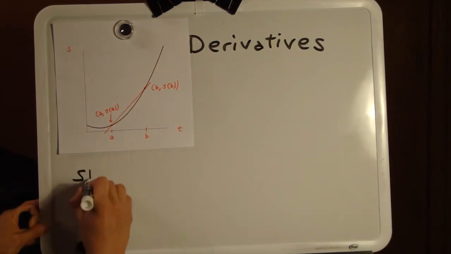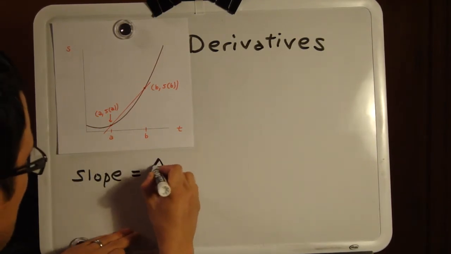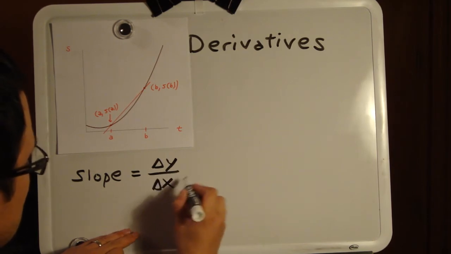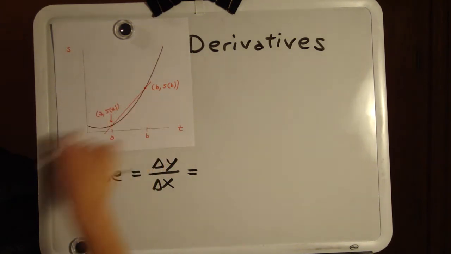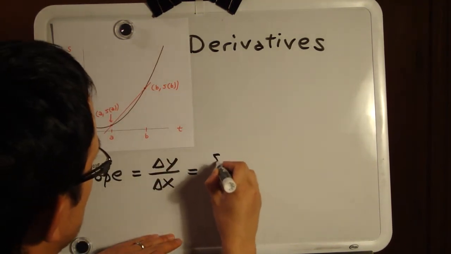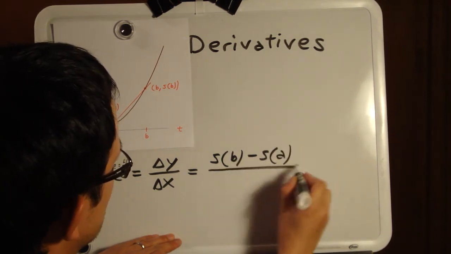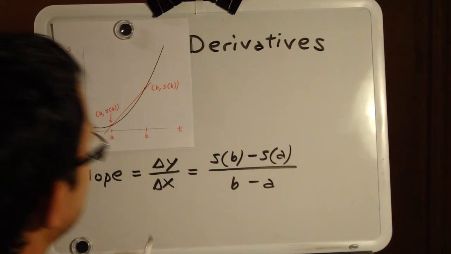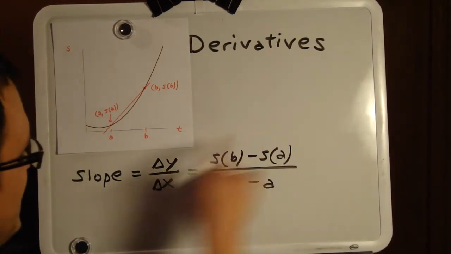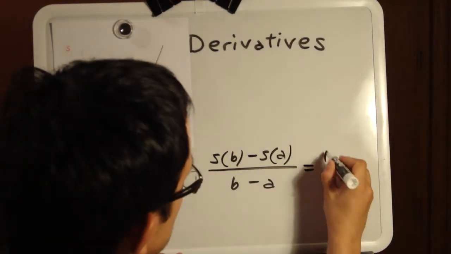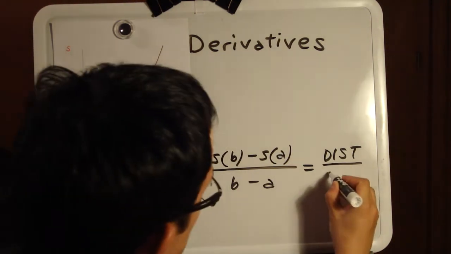So what we can write here is the slope of this line. This is a change in y over a change in x. So we can subtract our y coordinates and then divide by the difference in the x coordinates. I'm going to write S of b minus S of a, subtracting the y's, and then downstairs you have b minus a. Remember, if S stands for position, then this tells you how far you traveled. So this is a distance. And then T here stands for time.